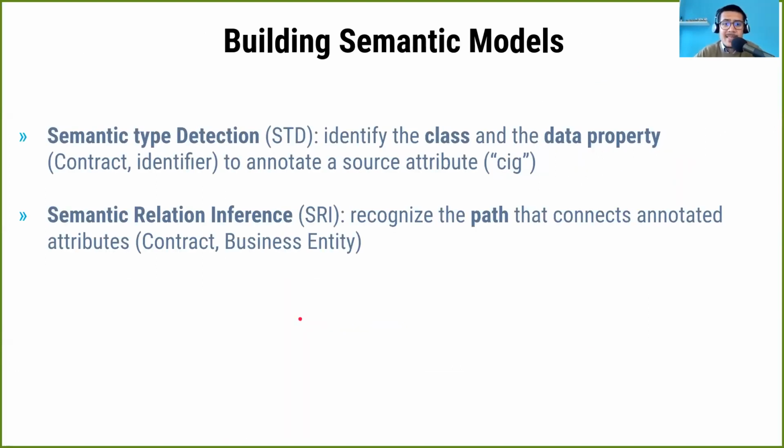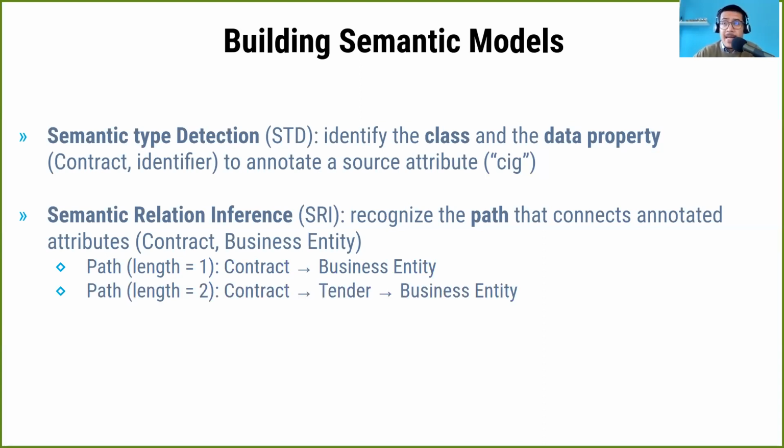Then the second main task is the semantic relationship inference, whose goal is to recognize the path or the relation that connects two classes. In our example, we can have a path of length 1 that connects, for instance, in a direct way, a contract and a business entity. Or you can have a path of length 2, for instance, because a contract can be connected to a business entity by a tender class.